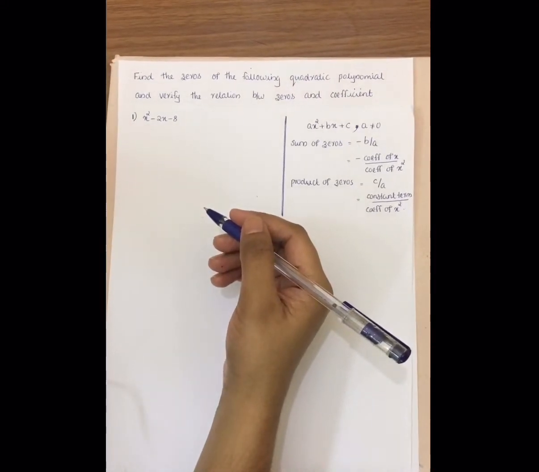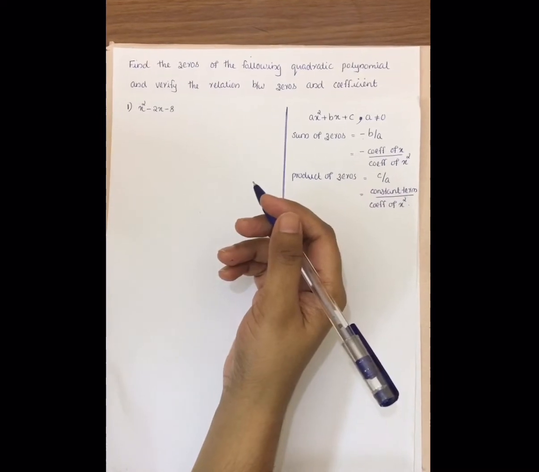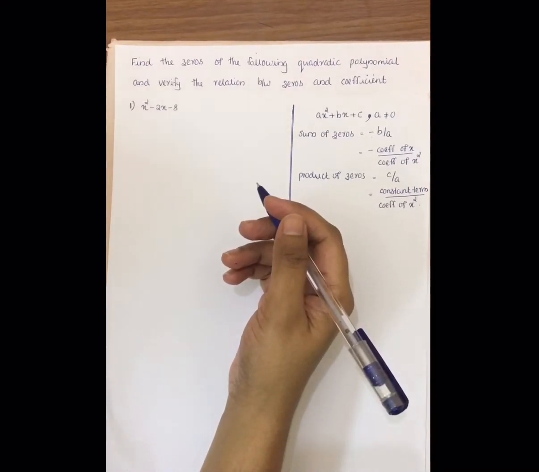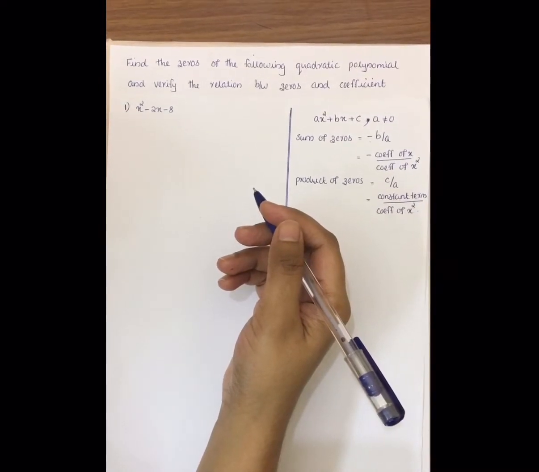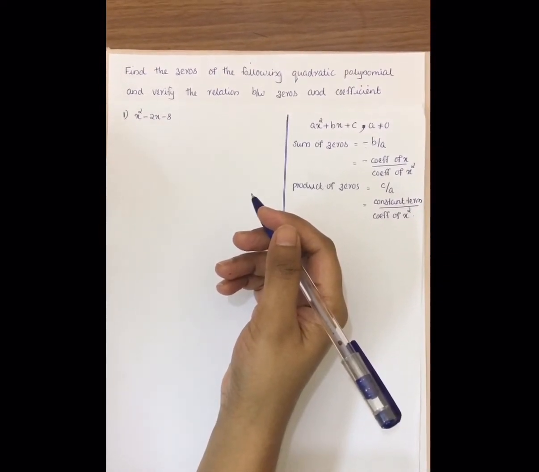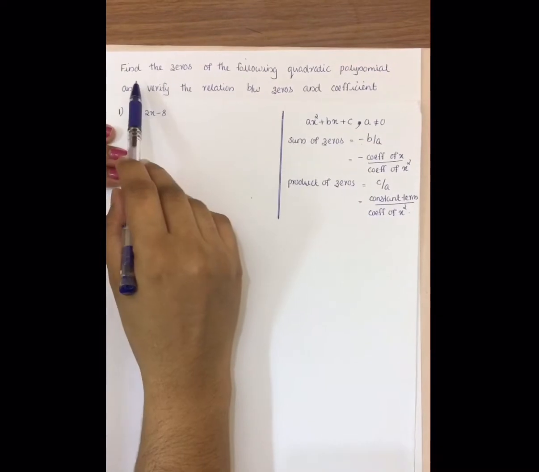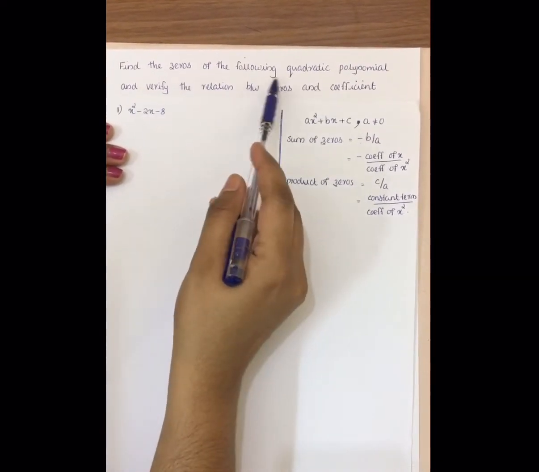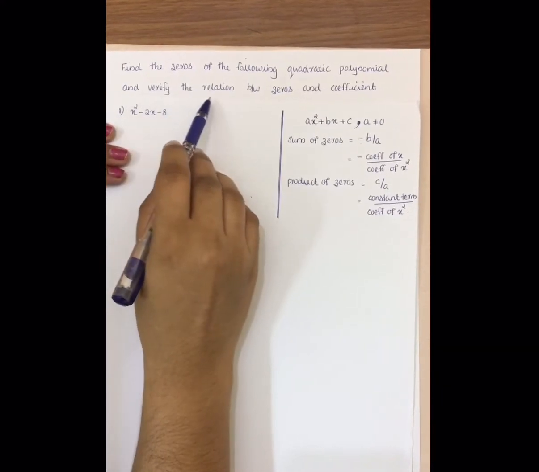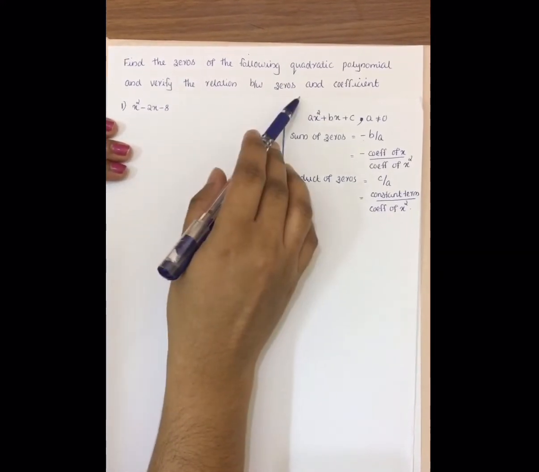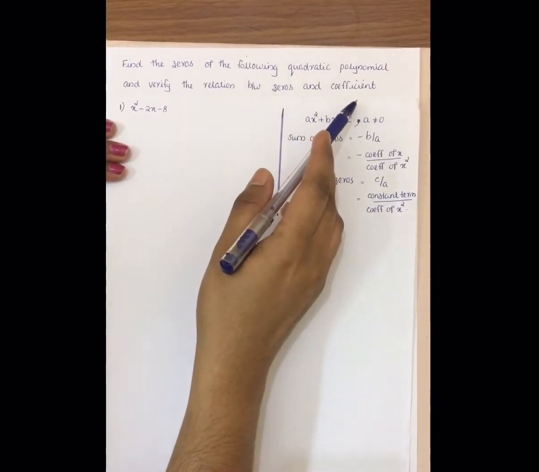In this video we can discuss some questions in the chapter Polynomials in 10th standard CBSE. So we can move to the question. The question is: find the zeros of the following quadratic polynomial and verify the relationship between zeros and the coefficients of the polynomial.